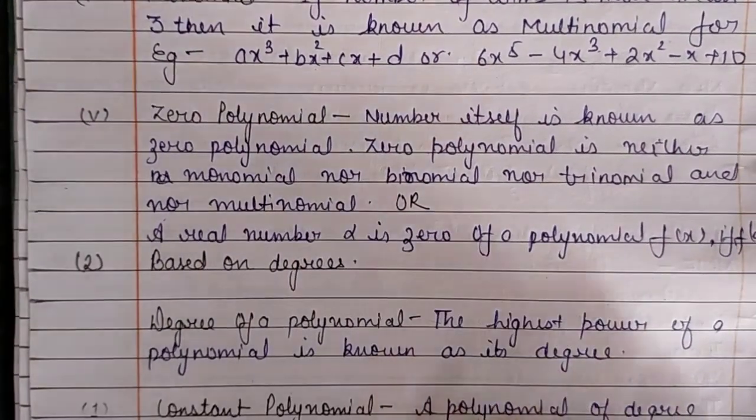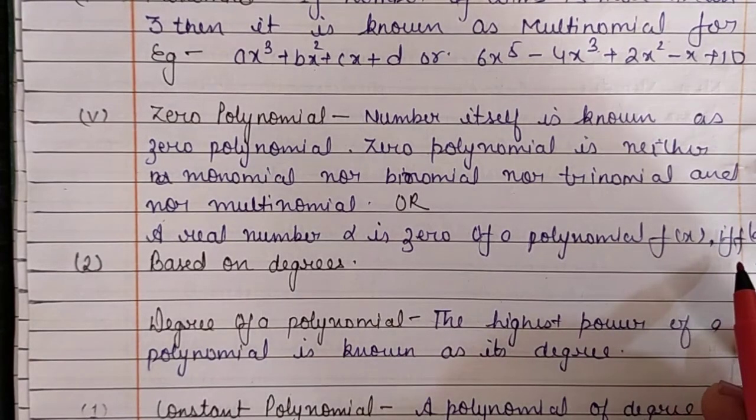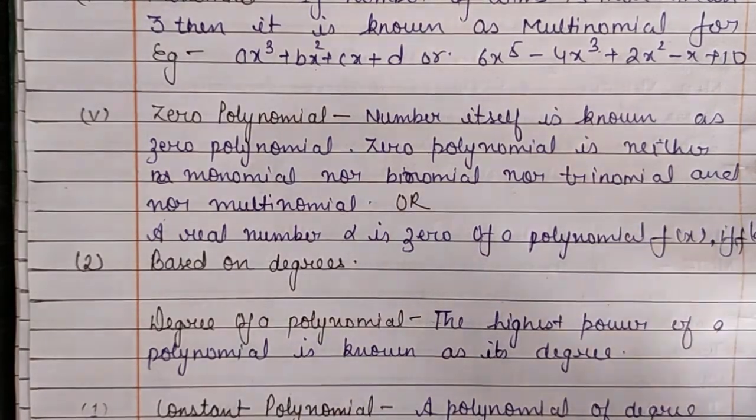Now the next one is the zero polynomial. The number 0 itself is known as the zero polynomial. The zero polynomial is neither a monomial, nor a binomial, nor a trinomial, nor a multinomial. A real number alpha is a zero of a polynomial if and only if f of alpha is equal to 0.